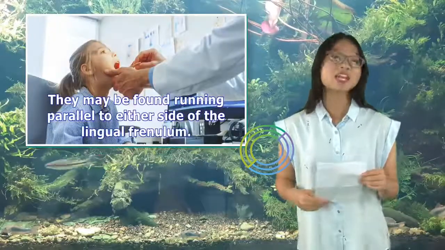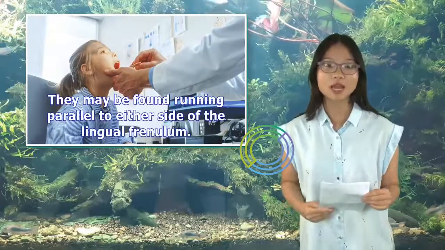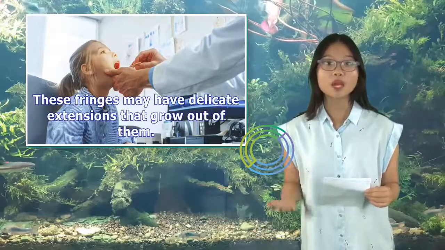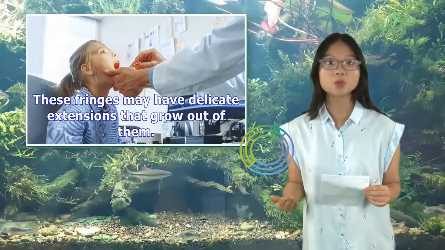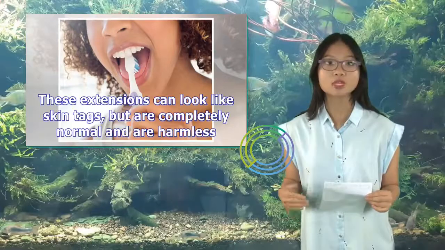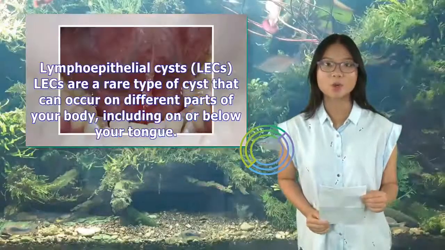They may be found running parallel to either side of the lingual frenulum. These fringes may have delicate extensions that grow out of them. These extensions can look like skin tags, but are completely normal and are harmless.